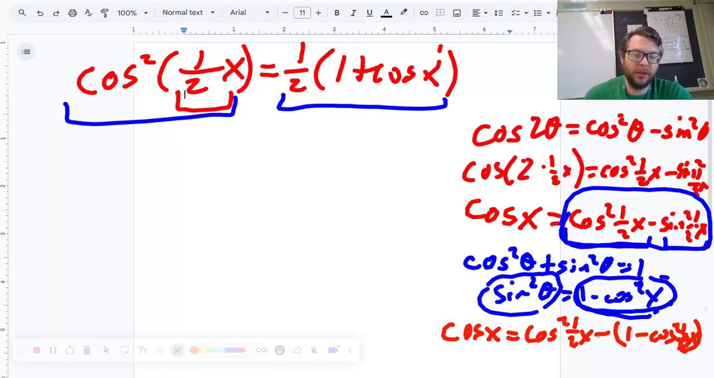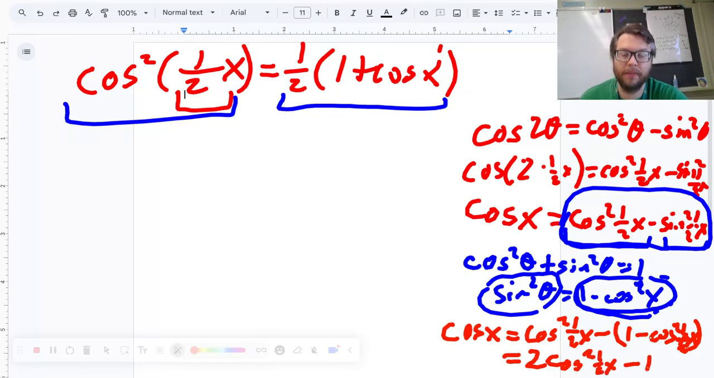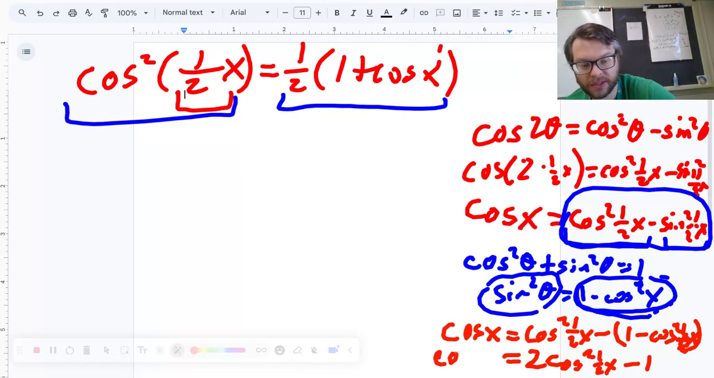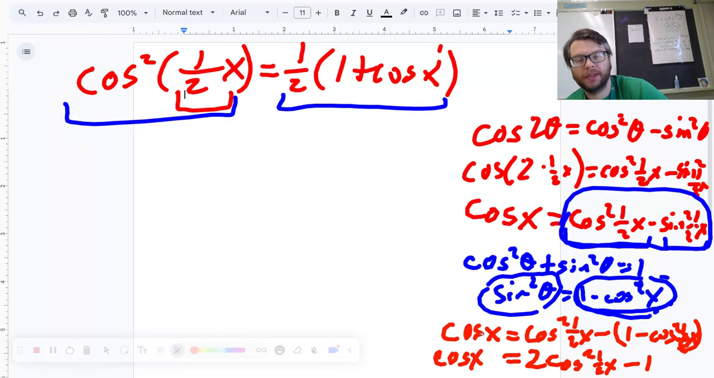And think about what we're doing here. We're subtracting 1 and we're subtracting a negative cosine squared. So that means we actually have 2 copies of positive cosine squared minus 1. And you might recognize that as an alternate version of the double angle formula for cosine. So what that means is this right here is equal to just regular cosine x.